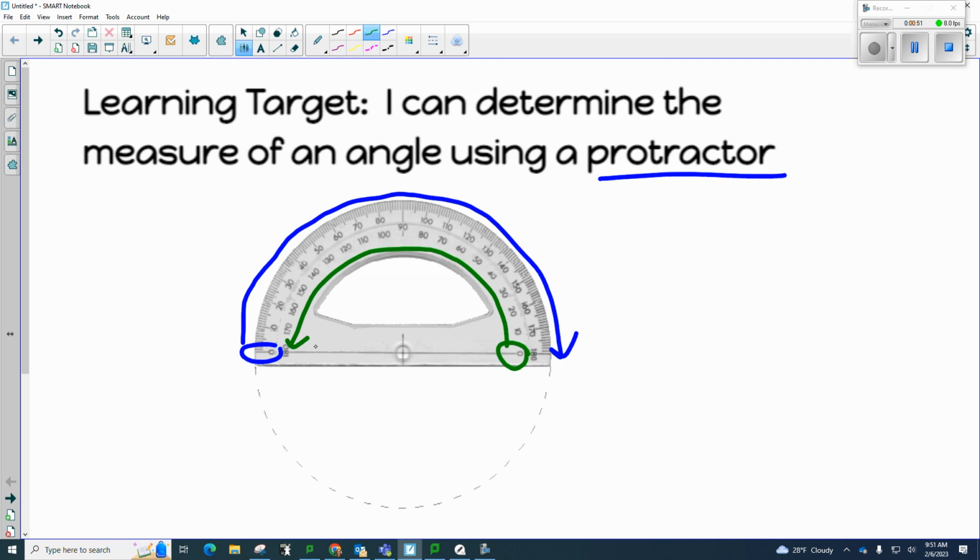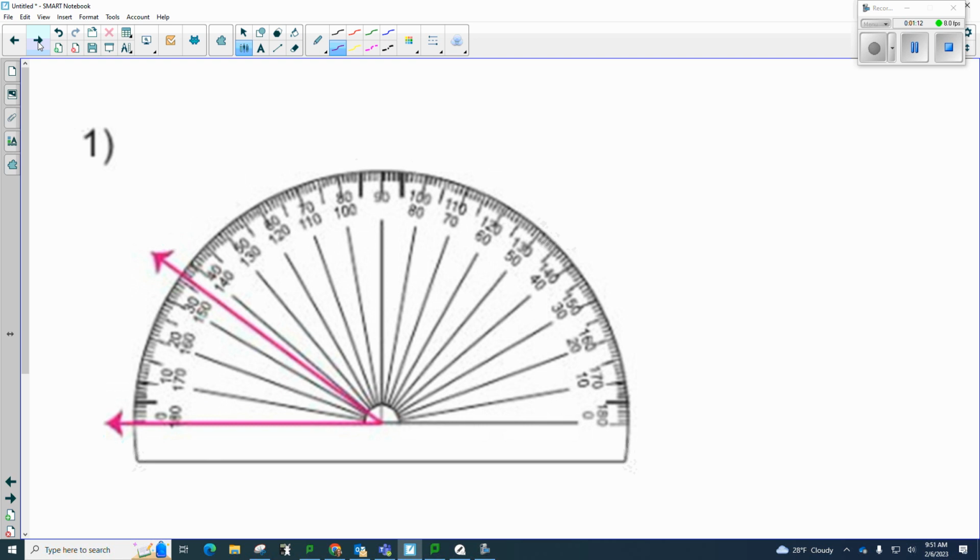Okay, so something important that I want you to think about when you're looking at your angle is always think of a 90-degree angle, right? That's the L shape, that's our 90 degrees. If it's more than 90 degrees, you're going to use the bigger number. If it's less than 90 degrees, you're going to use the smaller number. Okay, so you want to use that reference angle of 90. All right, so let's take a look at our first example here.